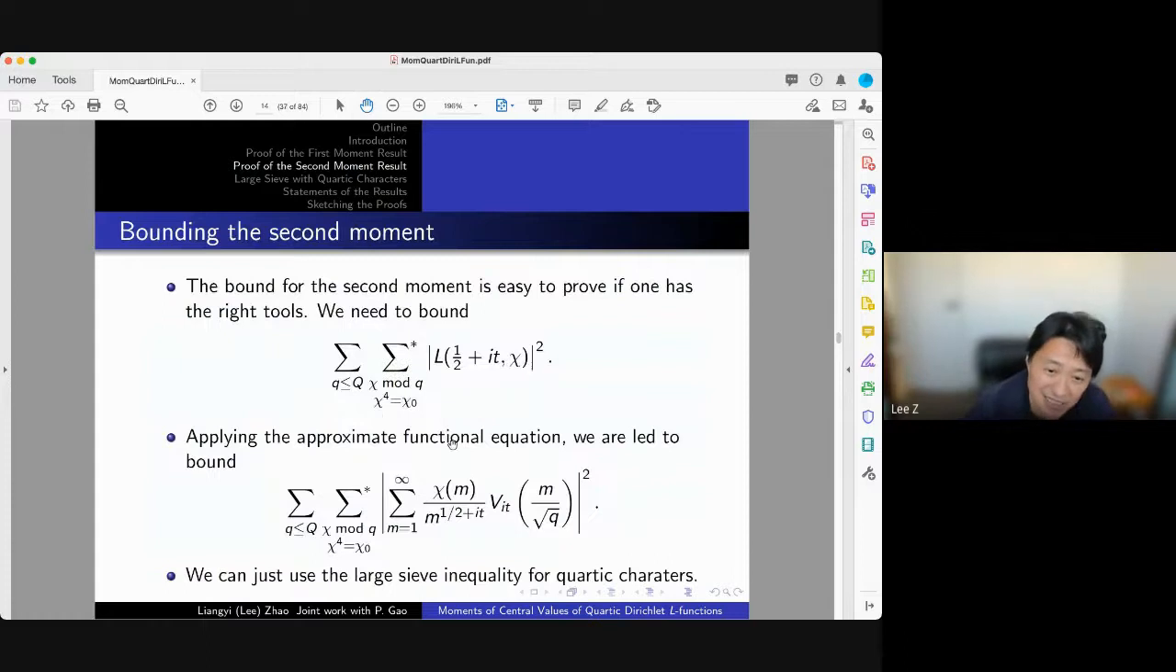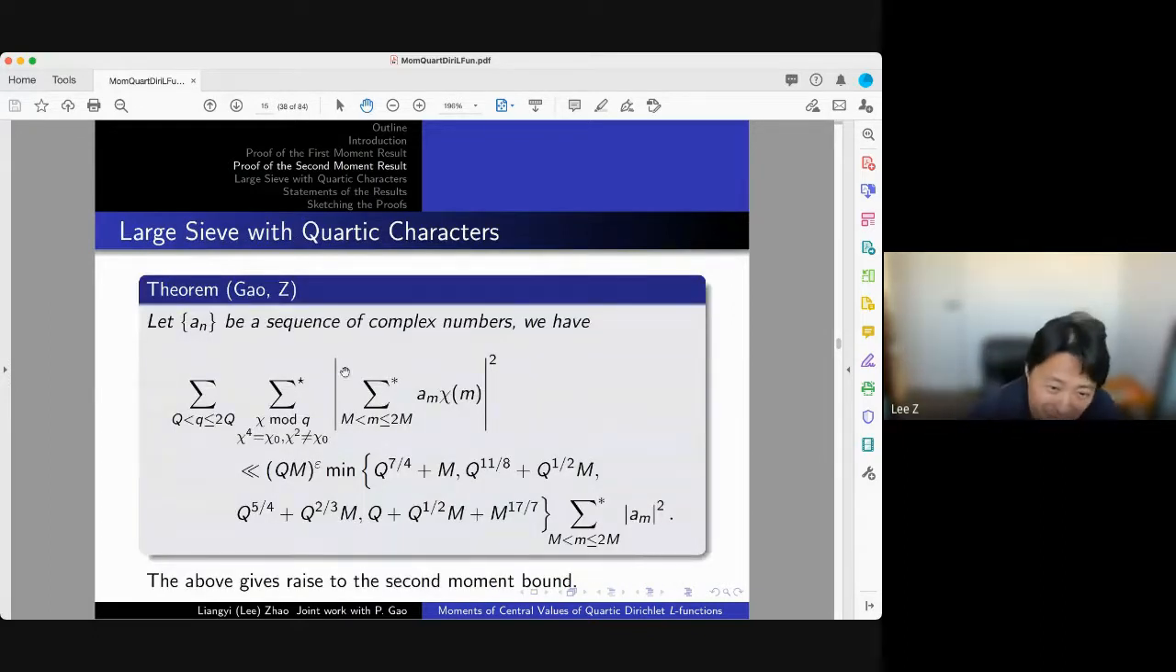If you take a look at the expression on the previous slide, this inequality on the next slide precisely gives a bound for it. We need to divide Q and M into dyadic intervals and so on, but that's not a big deal. After some simple transformations, the expression on this slide will become something of this form.